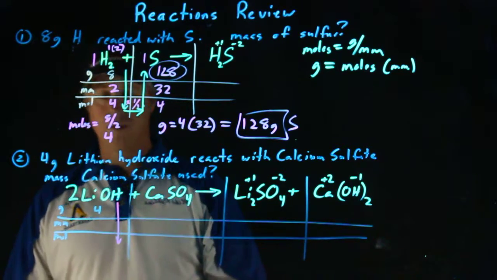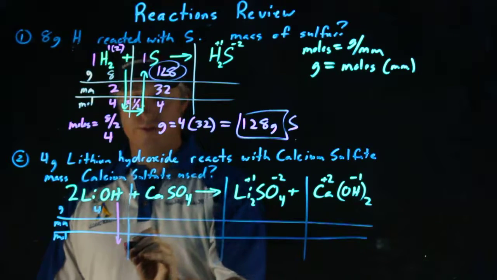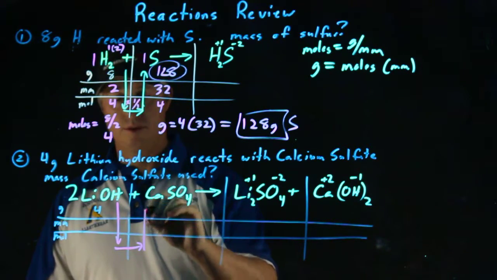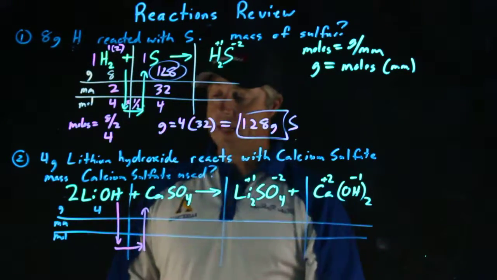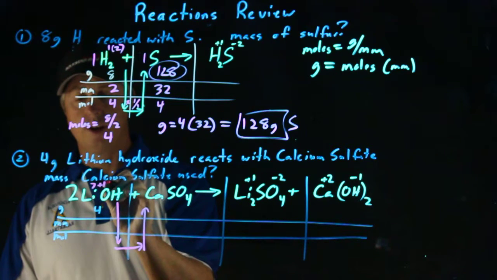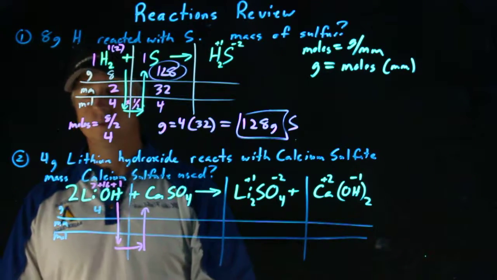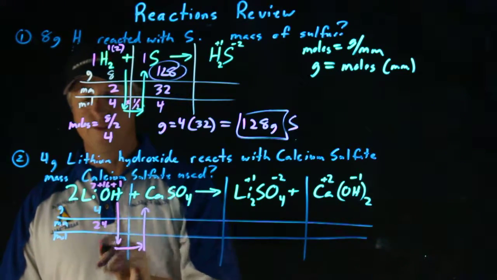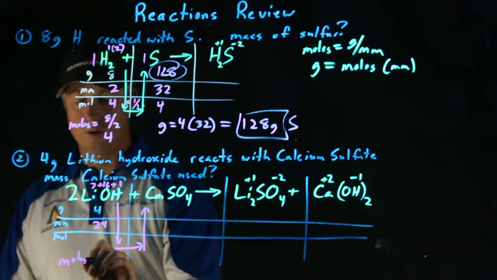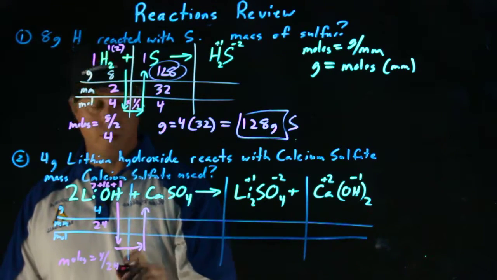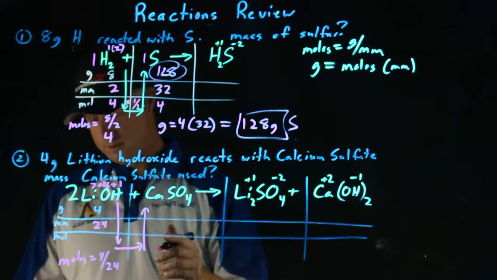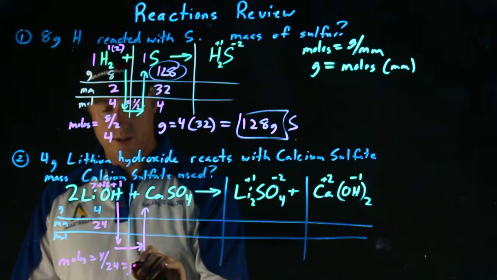I need to solve to moles. I'm trying to figure out calcium sulfate use, so I'm doing 1 step over to the calcium sulfate column, and then I'm going to solve up. So I need to solve the molecular mass of lithium hydroxide. Lithium is 7, oxygen 16, and hydrogen is 1, giving me 24 as my molecular mass. Solving for moles: moles is equal to 4 over 24. 4 divided by 24 is 0.1667.